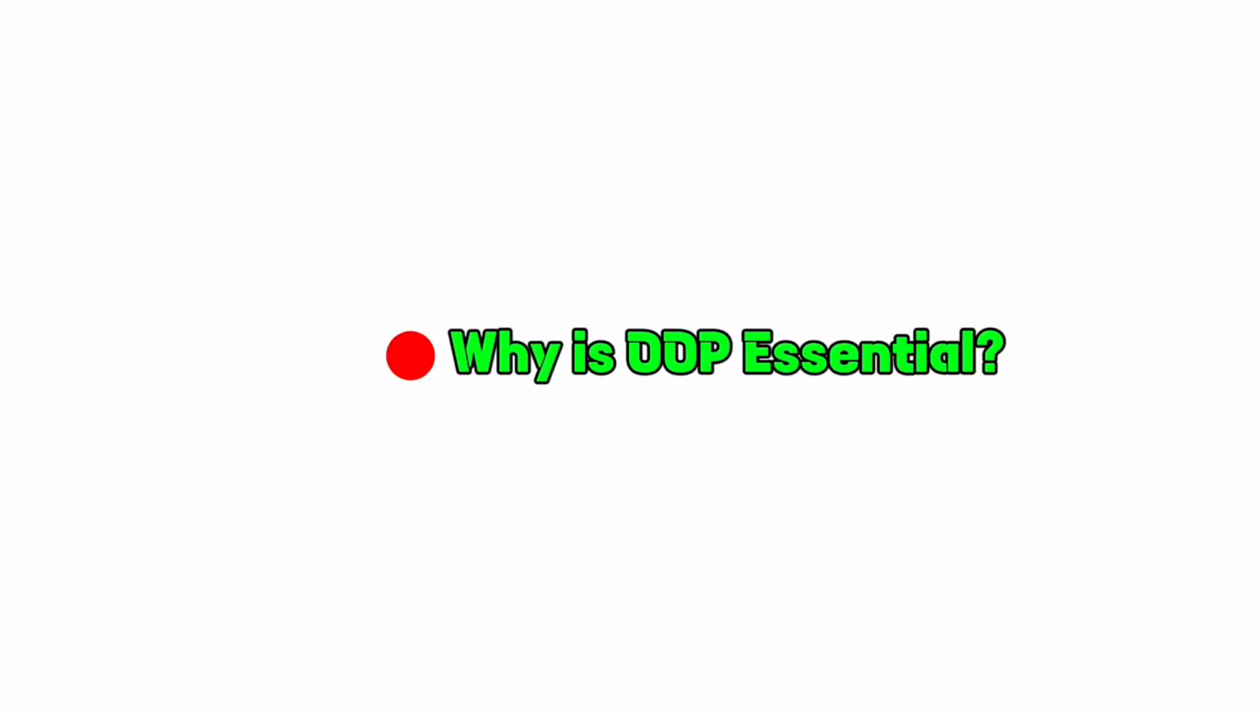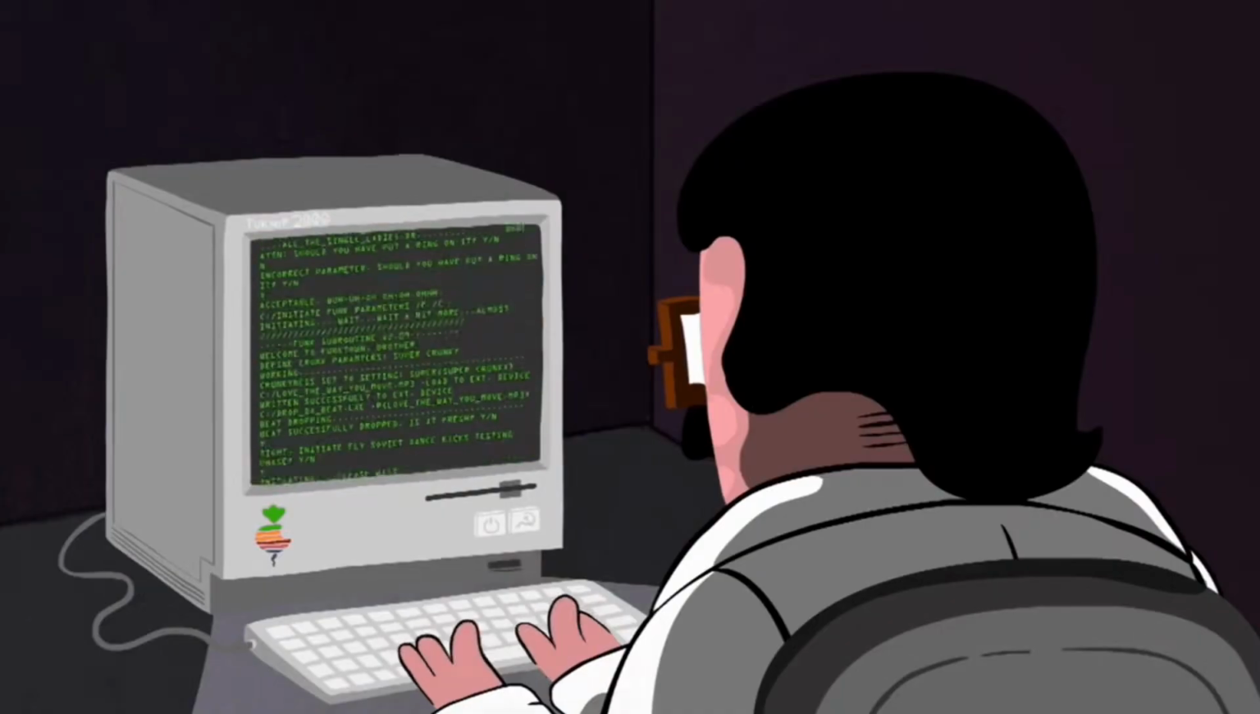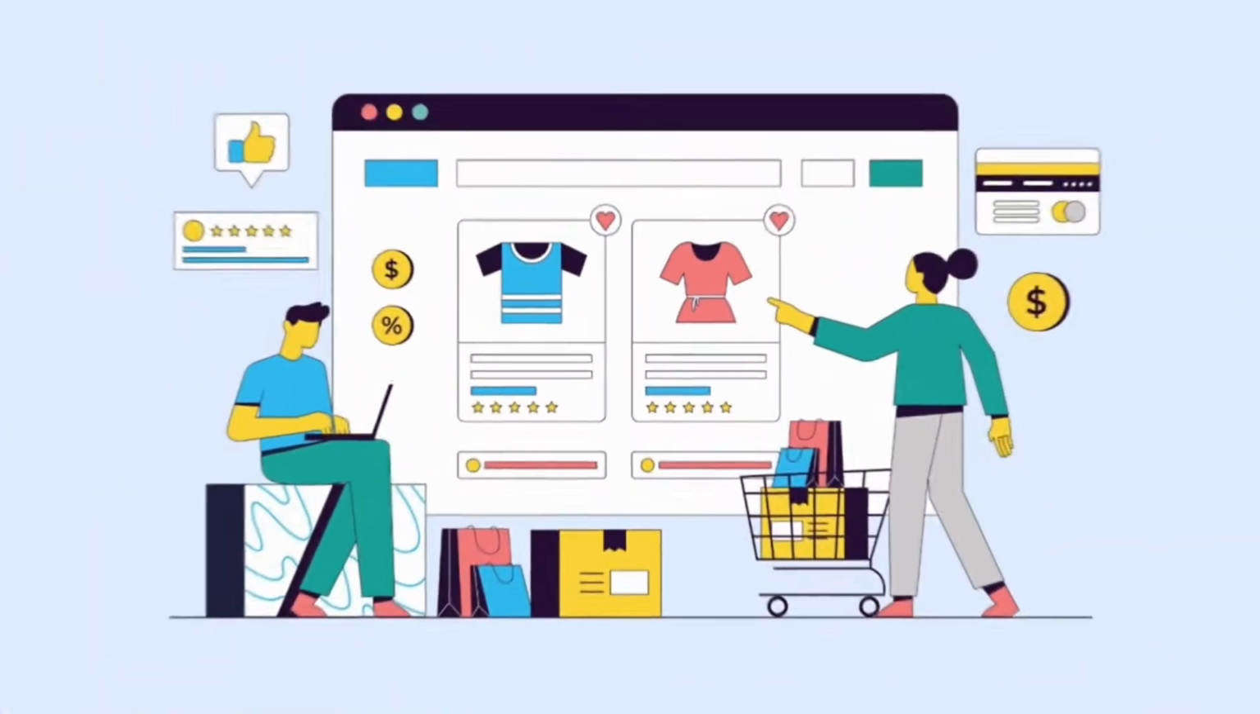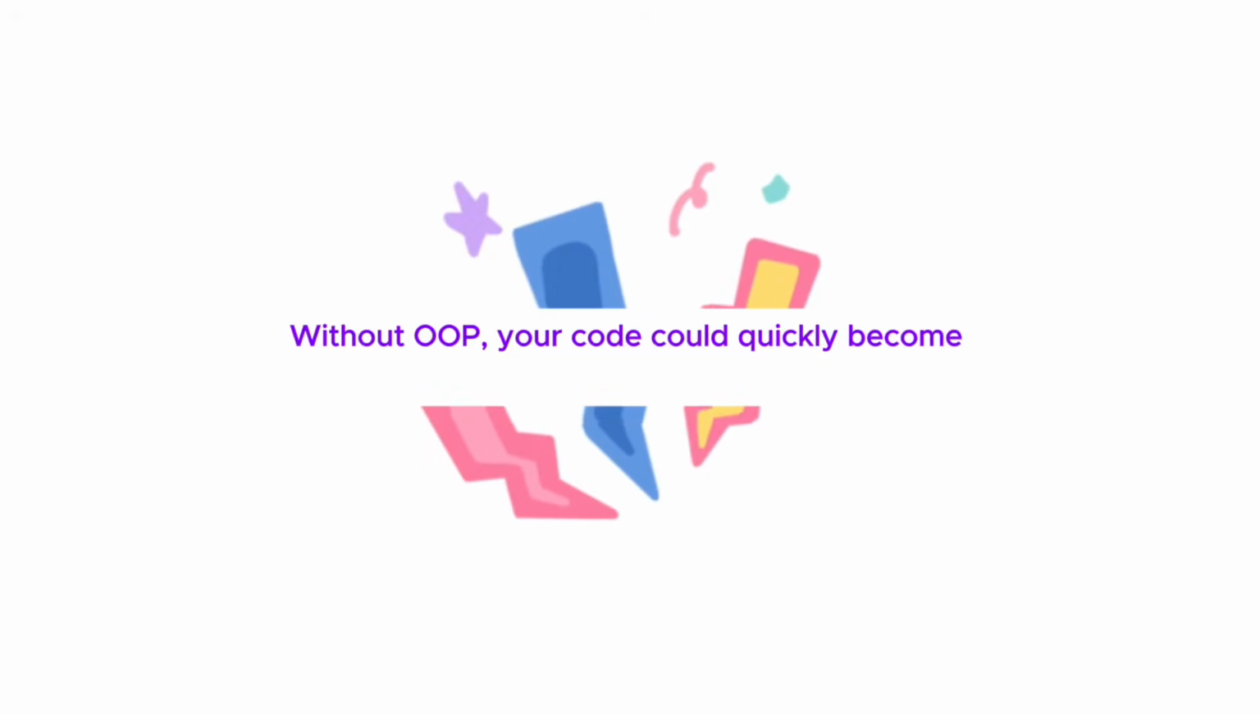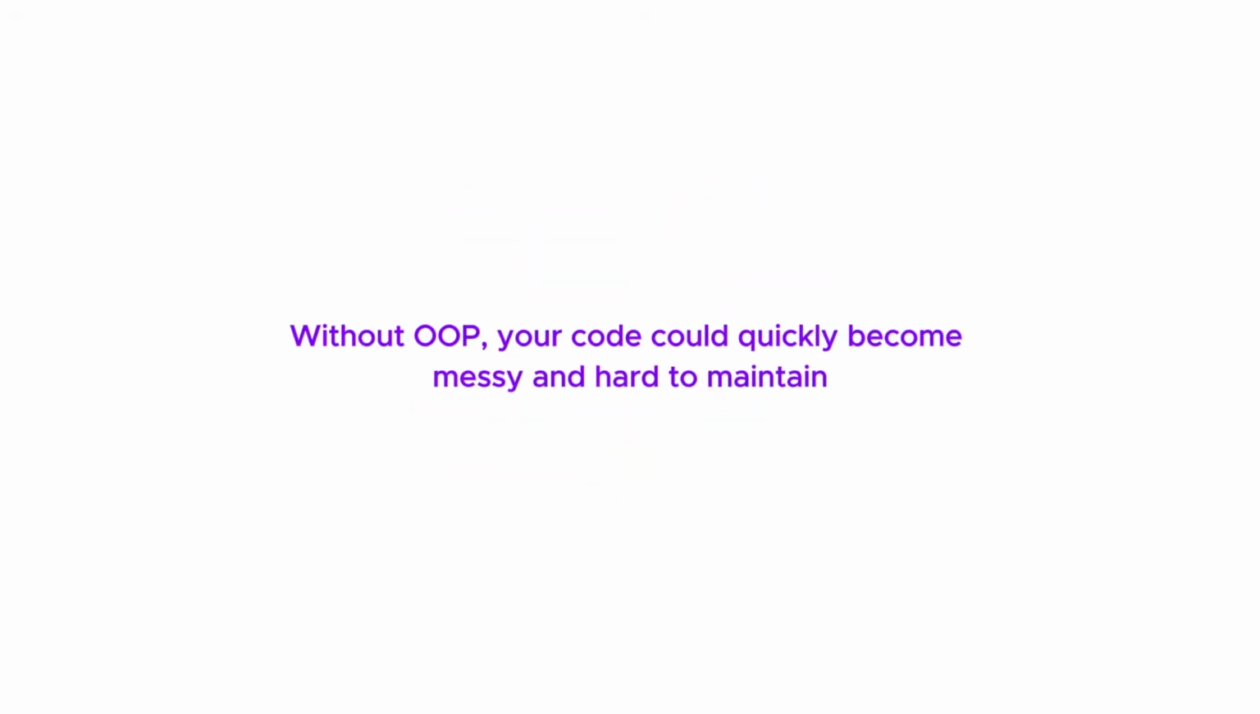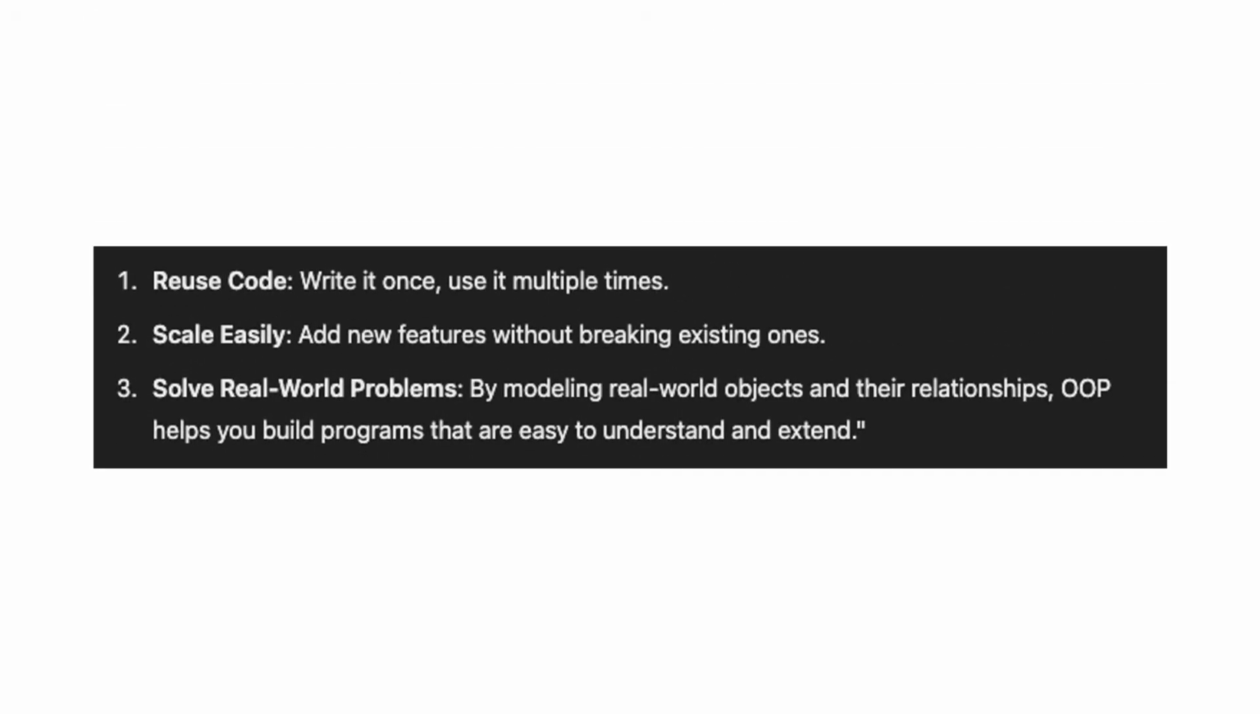So why is OOP so essential in programming? Well, imagine you are building a large application like an e-commerce website or a game. Without OOP, your code quickly becomes messy and hard to maintain. OOP helps you reuse code: write it once, use it multiple times. Scale easily, so that you can add new features without breaking existing ones. Solve real-world problems by modeling real-world objects and their relationships.